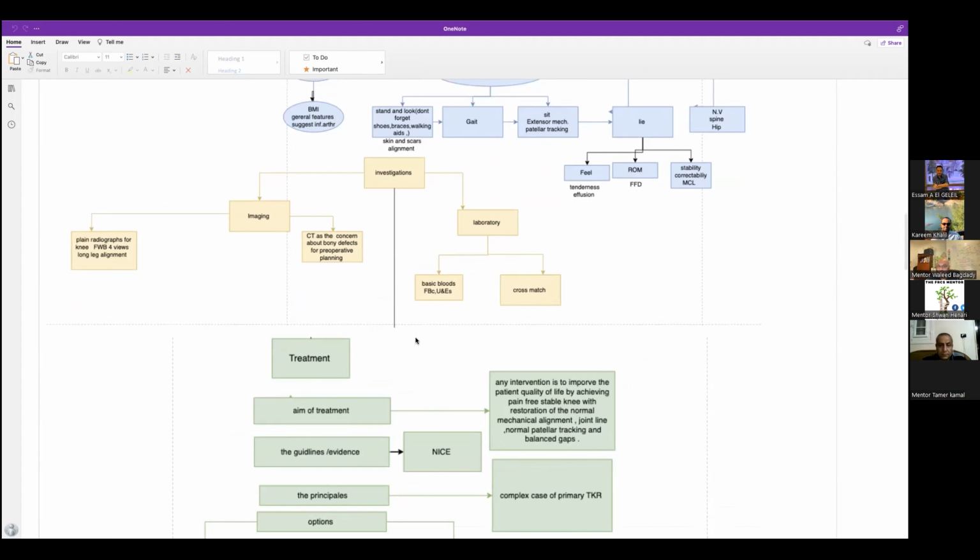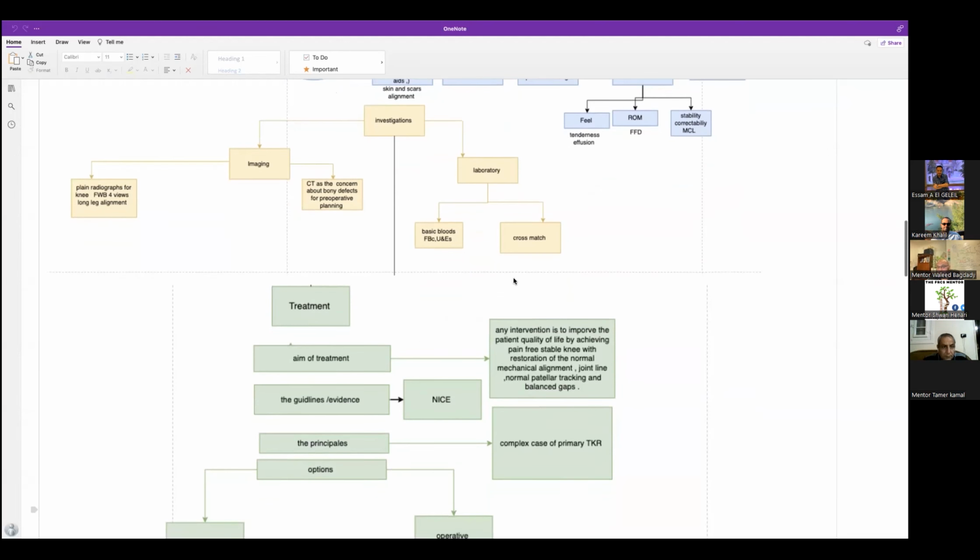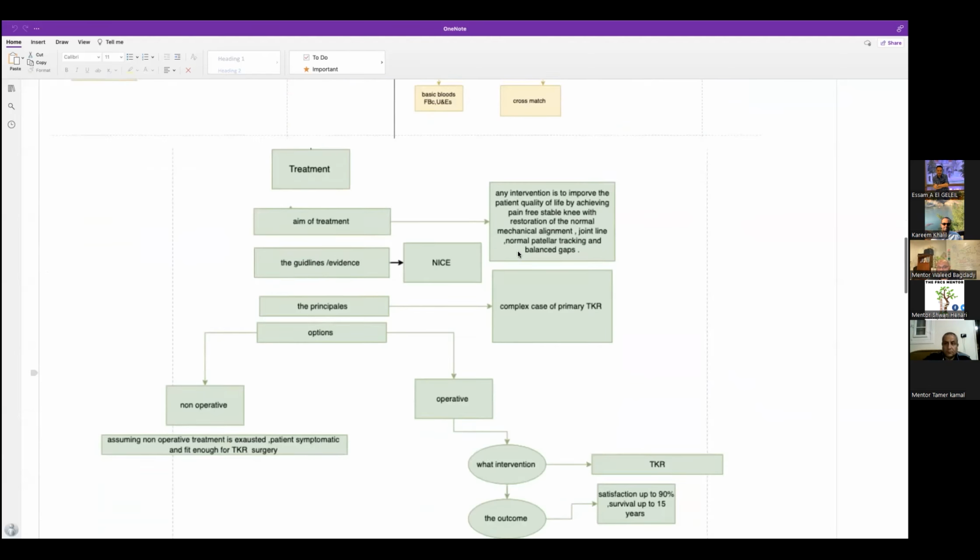My investigation, I will go to the lab. Imaging includes radiographs of the knee, including full weight bearing views, and I will obtain a long leg alignment. It's a complex case. You need to know how much is the alignment. I will get a CT scan if I have a concern about it. Then you say bloods, which is basic bloods, and cross match if I think about surgery.